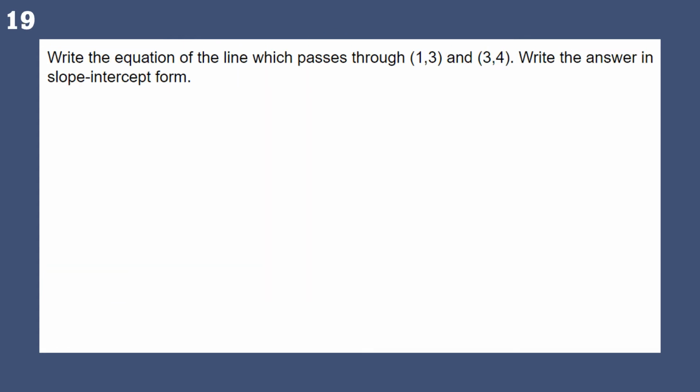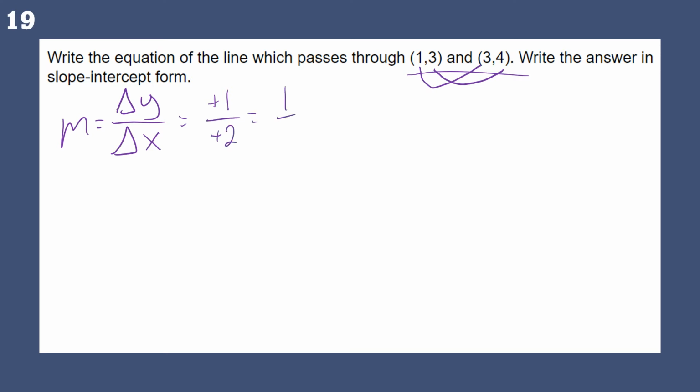Right, the equation passes through these two points. It just gives me two points. So the first thing I'm going to do is find my slope. My slope is my change in y over my change in x. So how much does the y increase? The y goes up 1. And how much does my x increase? It goes up 2. So I'm going to simplify that a little bit and say my slope is 1/2.